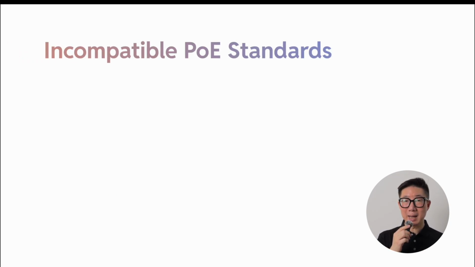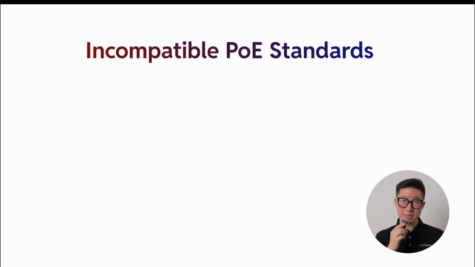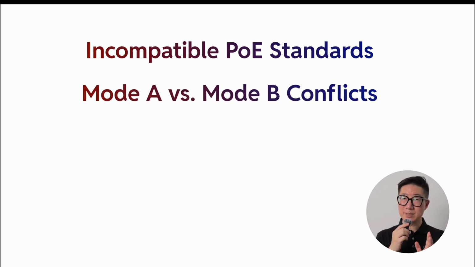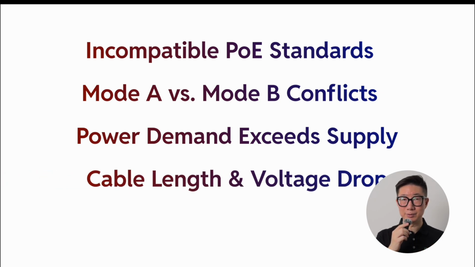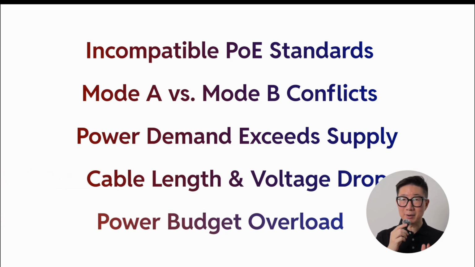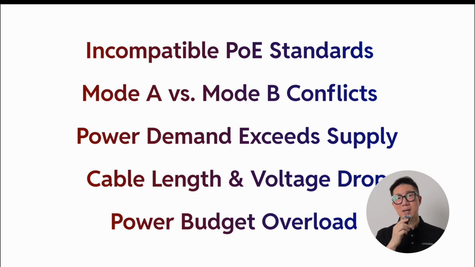So, to recap, here are the 5 most common reasons your PoE device isn't getting power. 1. Standard mismatch, active versus passive PoE. 2. Mode A versus Mode B conflict. 3. Power demand too high for the ports. 4. Cable length or quality issues. 5. Switch power budget exceeded. If your PoE setup isn't working, go through this checklist. You will usually find the answer.